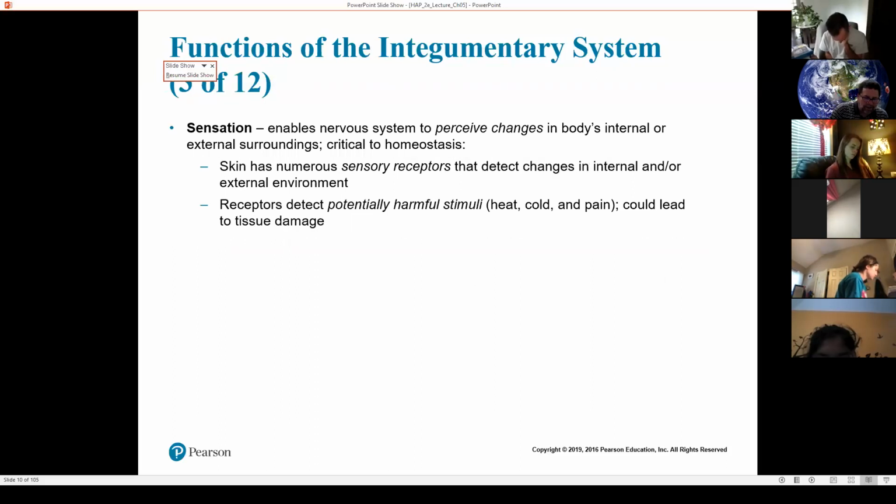The most nerve receptors are in the skin. So this is where we get most of our sensations of touch, feel, heat, pressure, cold, pain. All those receptors are in the skin.